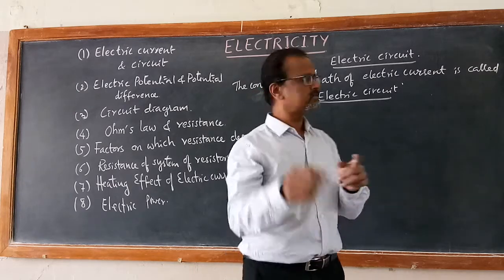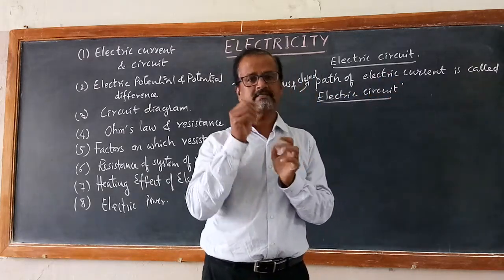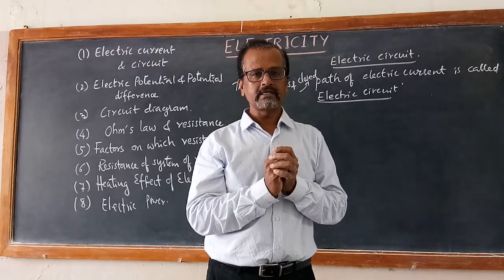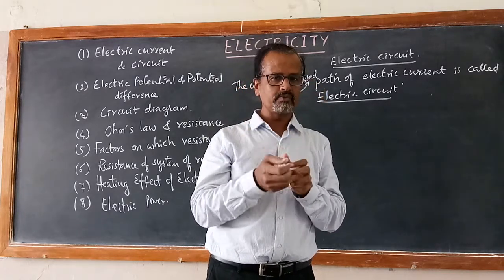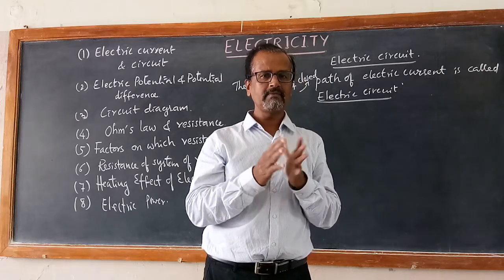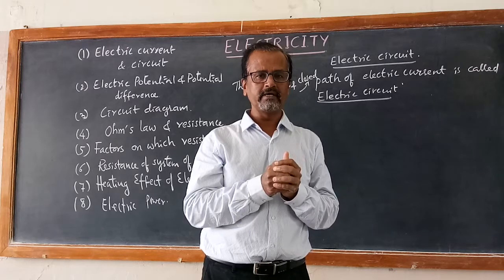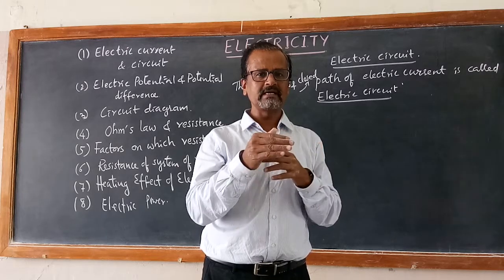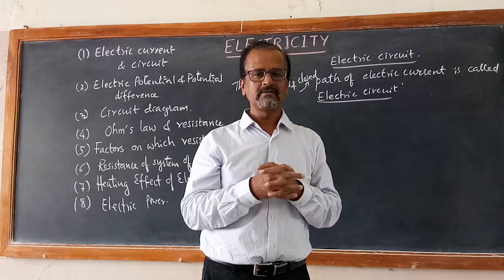That closed path, that continuous and closed path of electric current is called the electric circuit. When you switch on, then only the bulb glows. When you switch off, the bulb stops glowing. When it is in switch off mode, it means the circuit is broken. The circuit is open. Open circuit.